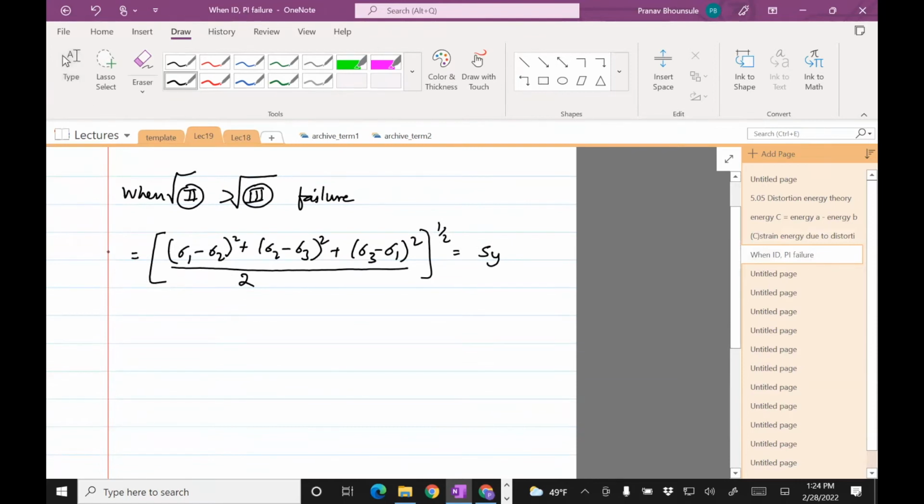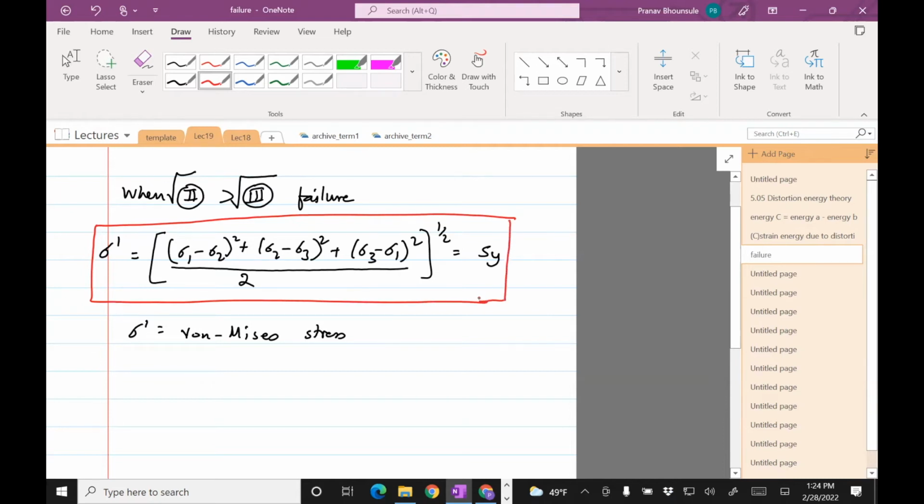I did that because this stress on the left side has a special name. It will be denoted by sigma prime, and sigma prime is known as the von Mises stress. So the theory states that when the von Mises stress, this should be greater than, exceeds the yield strength of the material, that's when we'll have failure. And that's what is predicted by the distortion energy theory.